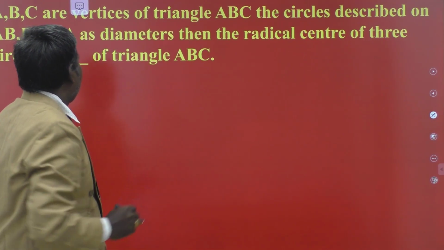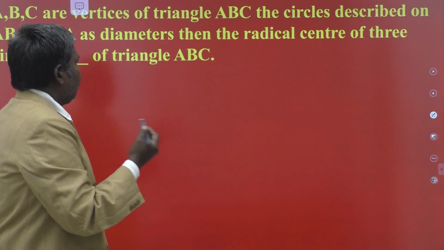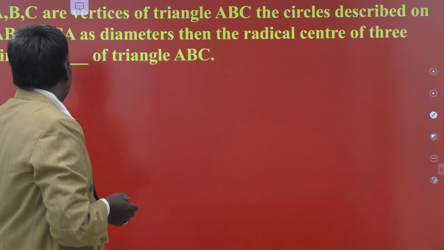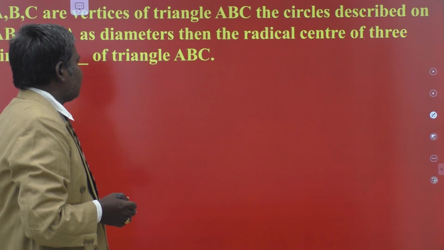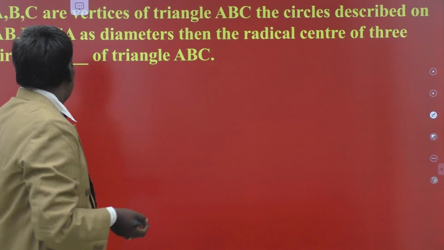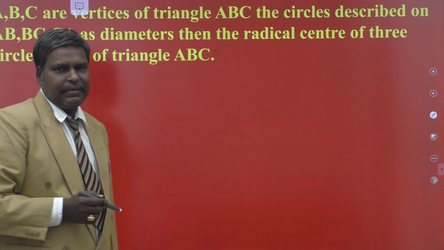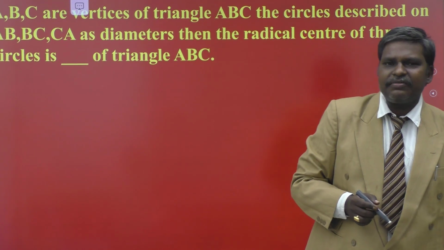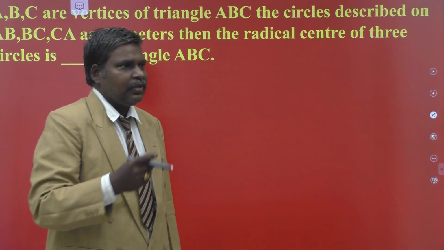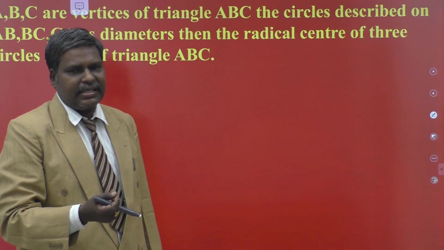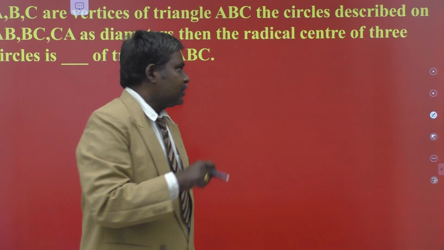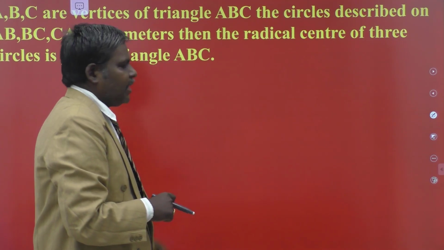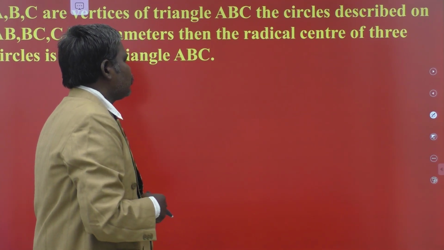A, B, C are the vertices of the triangle ABC. The circles are described on AB, BC, CA as diameters. Then the radical center of the three circles is dash of the triangle ABC. This is another question for you. So what are ABC? These are the vertices of the triangle ABC. Now construct three circles in such a way that AB is a diameter, BC is a diameter, and also CA is a diameter. So there are three circles, and there exists a radical center. For that, the radical center is what for the triangle ABC? That is my question here.